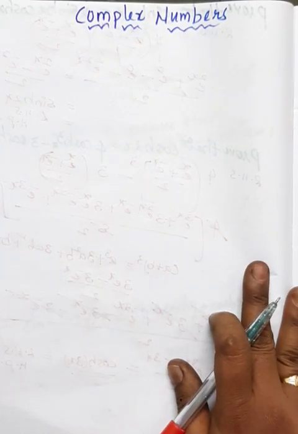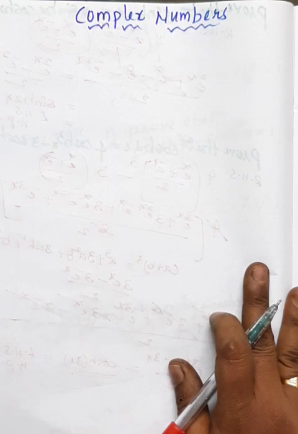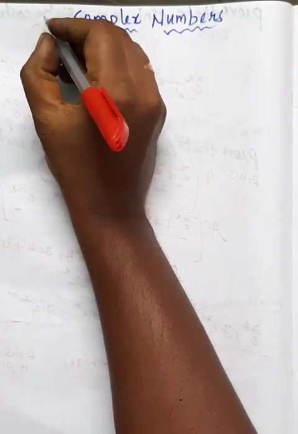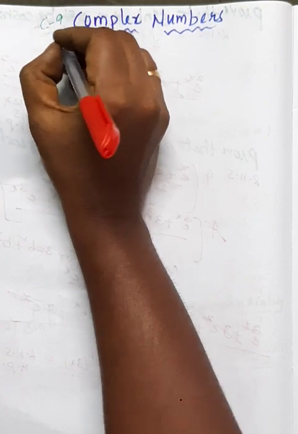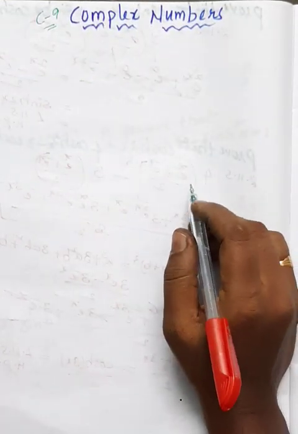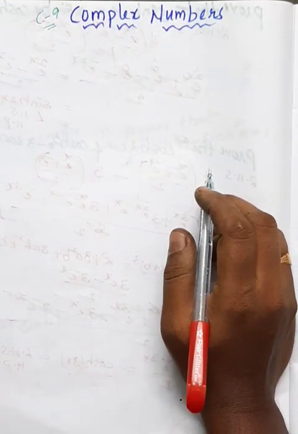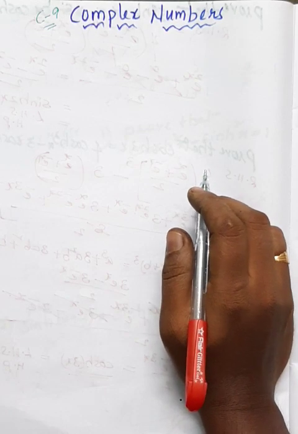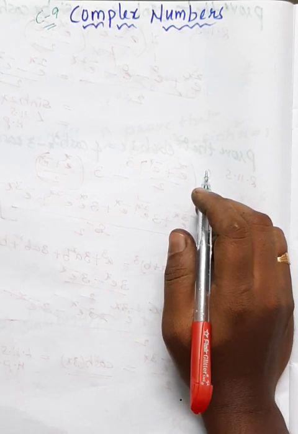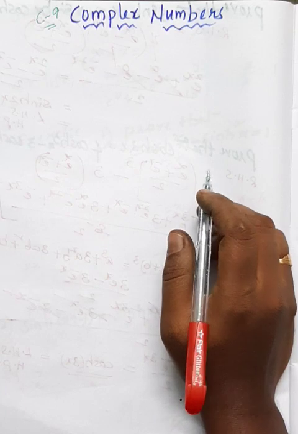Today we are going to discuss our new topic, complex numbers, which is chapter 9. Chapter 8 was already discussed in the previous class. First of all, let us see the definition of a complex number.